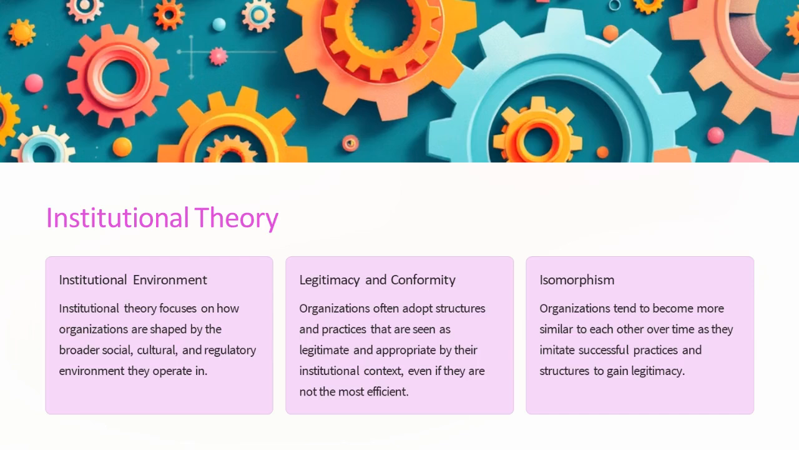Institutional theory focuses on how organizations are shaped by the broader social, cultural, and regulatory environment they operate in. Organizations often adopt structures and practices that are seen as legitimate and appropriate by their institutional context, even if they are not the most efficient. Organizations tend to become more similar to each other over time as they imitate successful practices and structures to gain legitimacy.